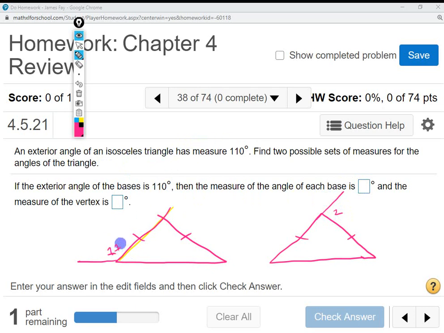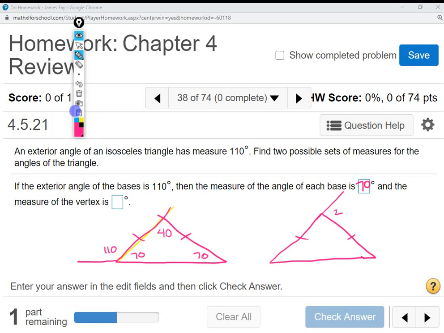So if this is 110, in this situation, then what does this base angle here have to be? 70. And if that's 70, what's this one have to be? 70. And then what's the vertex angle have to be? 40, right? So it says if the exterior angle of the bases is 110, then the measure of the angle of each base is going to be 70. And the vertex is 40.